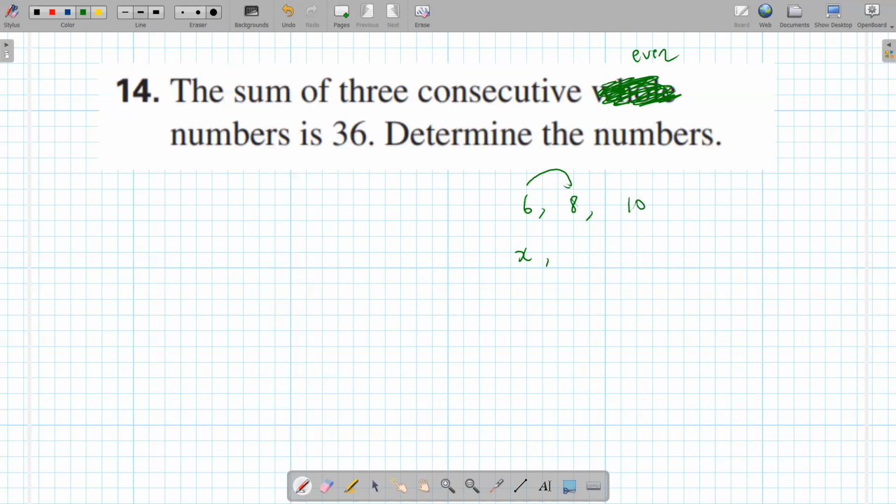What did we do to 6 to get 8? Add 2. Add 2, right? So what's the next number here in terms of x? X plus 2. Yeah. What's the next number here in terms of x? X plus 4. There we go. Okay. And now, what will be the equation?